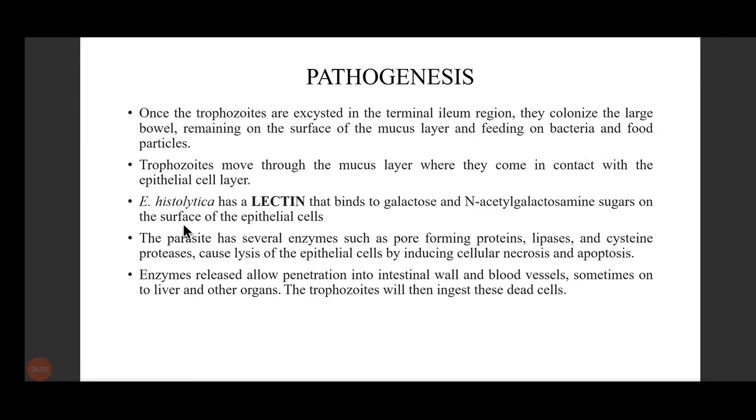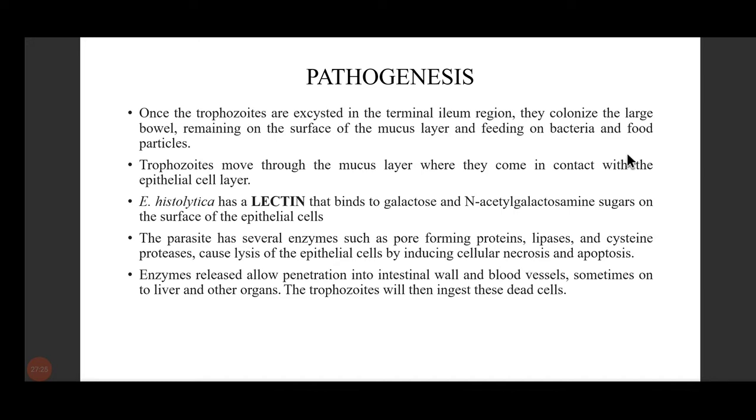I think the important point is this. Entamoeba histolytica attaches to the colonic mucosa through lectin receptors that bind to the galactose or N-acetyl galactosamine sugars present on the surface of epithelial cells. Okay, and these also help various enzymes like pore-forming proteins, lipases, cysteine proteases, which cause lysis of epithelial cells by inducing cellular necrosis and apoptosis.